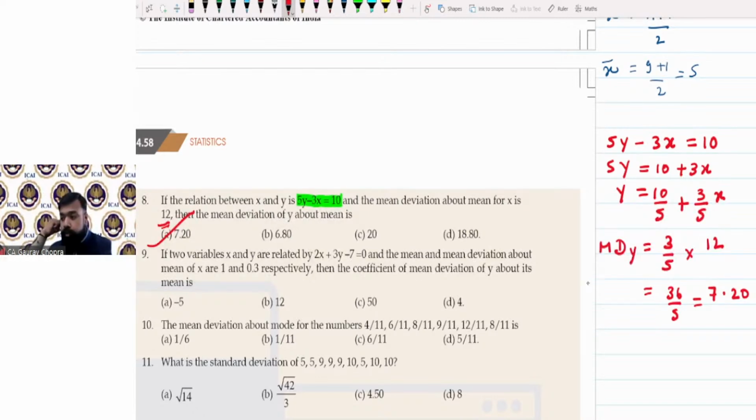Okay. So Swati Giri has given the answer 7.20. Perfect.